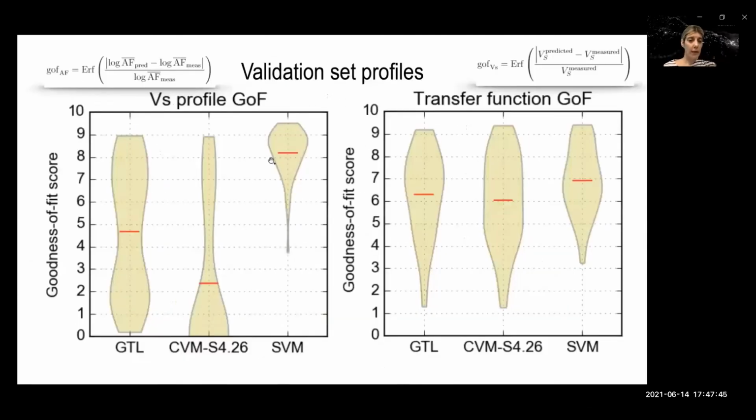And a different way to see the variability, the variation, is these violin graphs. And you can see here the GTL has a very large variance, and the median is around 4.5 goodness of fit of the profile, as well as the transfer function. The transfer functions of SVM have a narrower variance, and they also have a slightly higher median. But the profiles themselves are significantly better than either the community velocity model or the community velocity models with geotechnical layer.